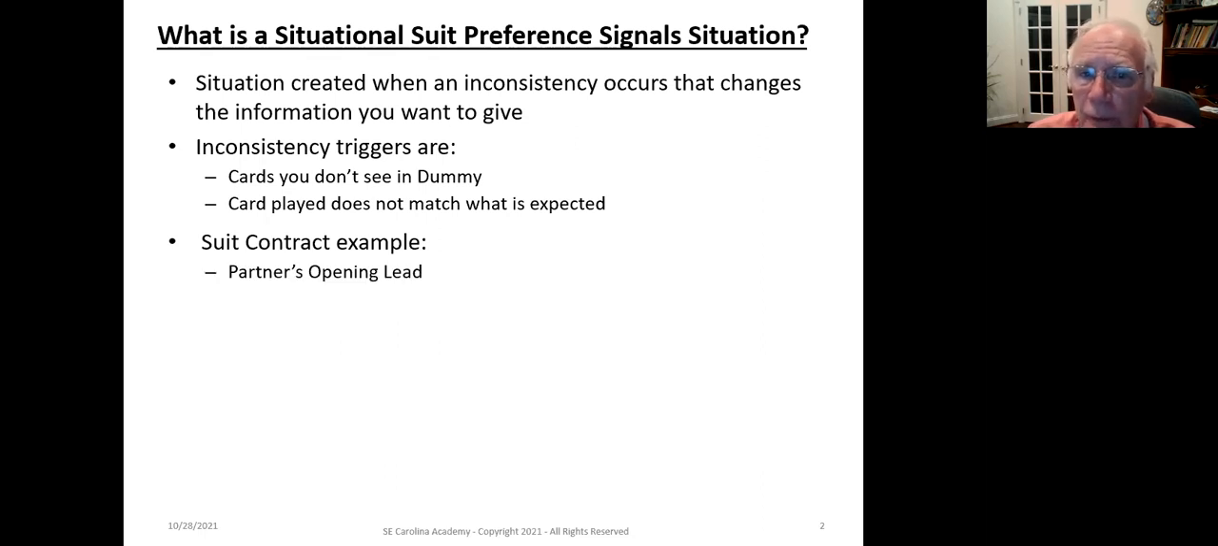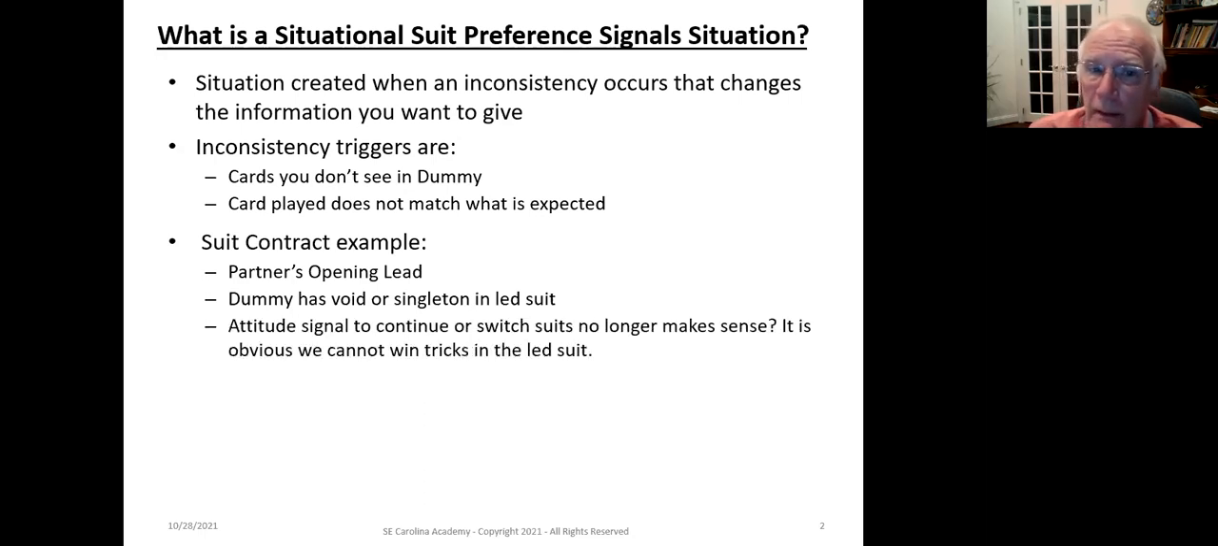Let's look at a couple of examples. Partner makes the opening lead, and when the partner leads a suit, the dummy has a singleton or a void in that suit led. We'll just assume this is a suit contract. Now, the attitude signal is what we would generally give in response to our partner's opening lead. We're going to assume that they made a power lead, and the dummy comes down, and there's a singleton or a void. All right, what do we know?